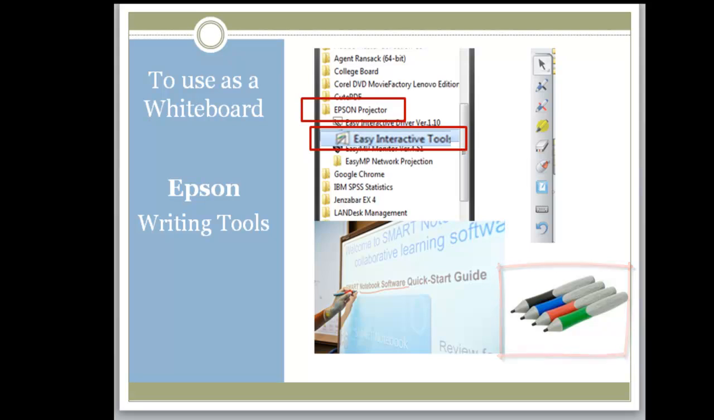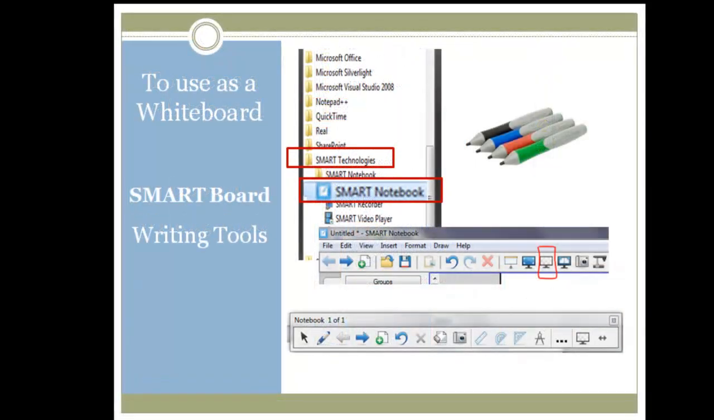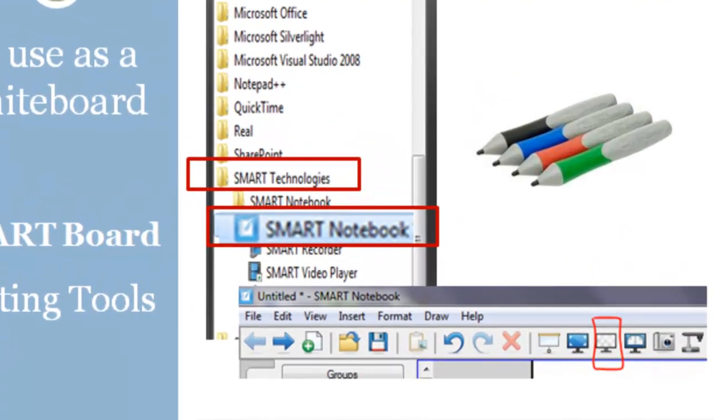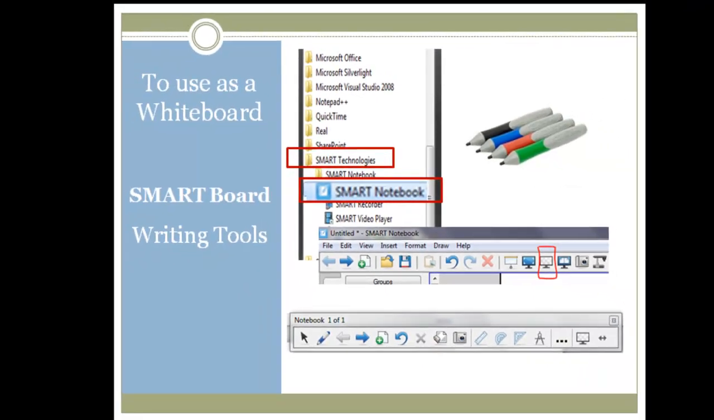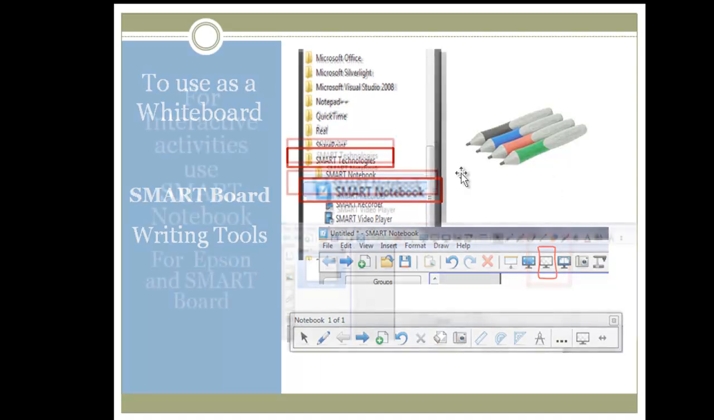If it's the Smartboard that you're using and you want to use it just as a whiteboard, then go to the Start button in the bottom left corner, navigate to the Smart Technologies folder, and then click on Smart Notebook. This will open up Smart Notebook, where you need to click on the whiteboard icon, and then you're able to use the pens.